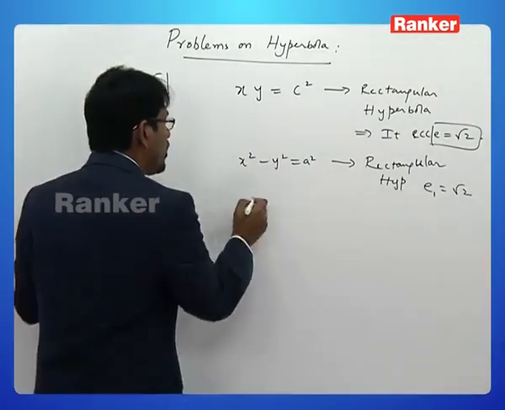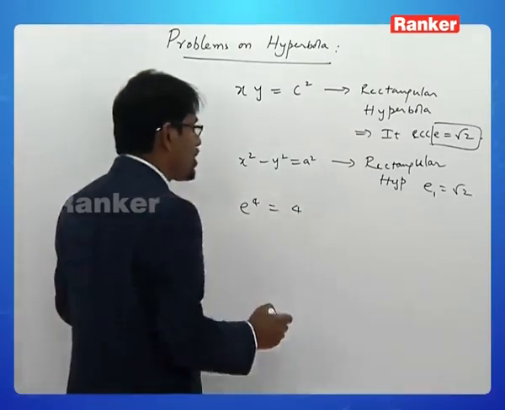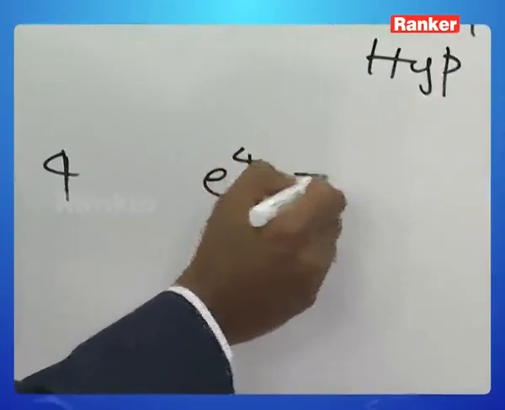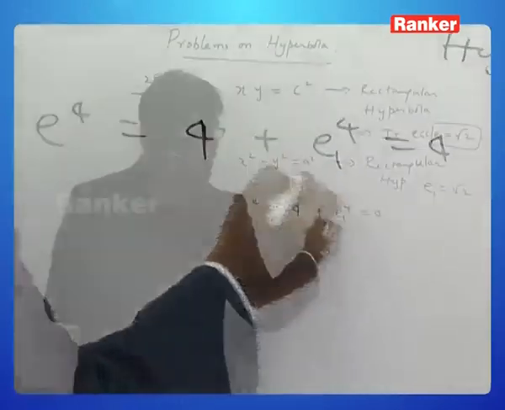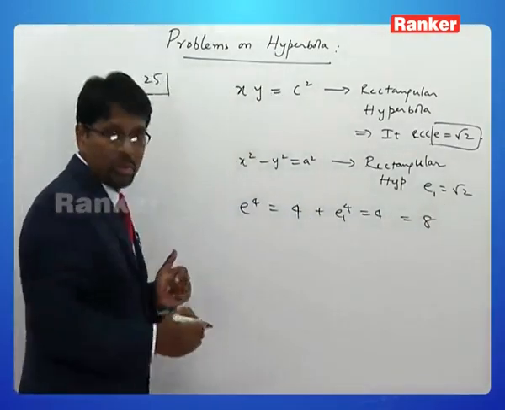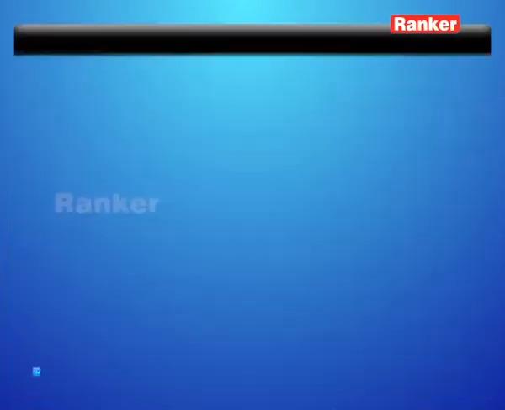So e power 4 will be root 2 power 4, and that is equal to 4. And e1 power 4 is also 4, and the sum has to be 8. So therefore the right option is option 3. Let's move on to the next question, question number 26.